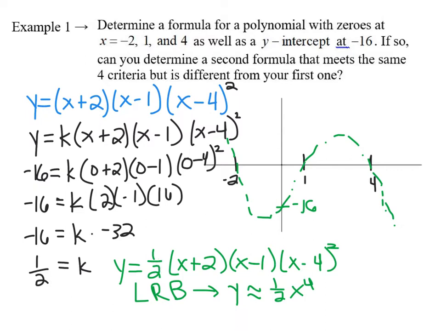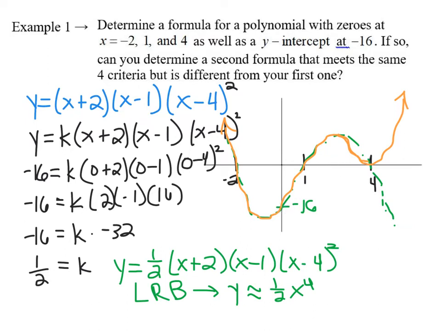Our graph should actually look like the following. And what we have here is called a double zero, where the graph just comes down and kisses the x-axis and then goes right back up. It's actually going to happen anytime you have an even exponent on one of your factors. All right, we'll look into that a little more later, but this is our graph here.